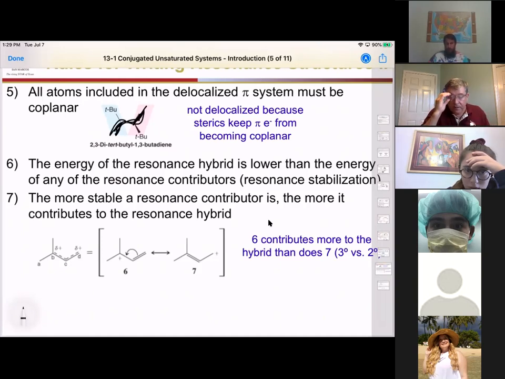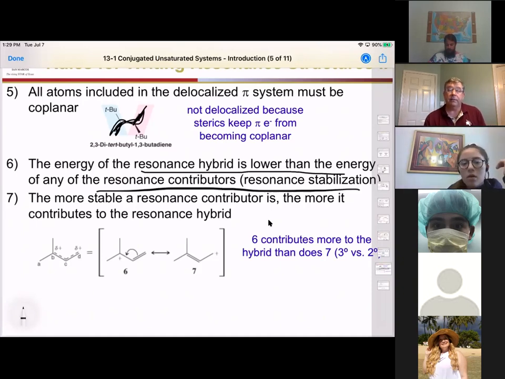The energy of the resonance hybrid is lower than any of the resonance contributors. Which means, for example, if you had charge separation where you had a positive and negative charge, that's one extreme, that takes energy. And then if you move it around so there's a positive and negative charge in the other extreme, that takes energy. So obviously, the thing that's in the middle, the resonance hybrid, will have lower energy than either one of the contributors.